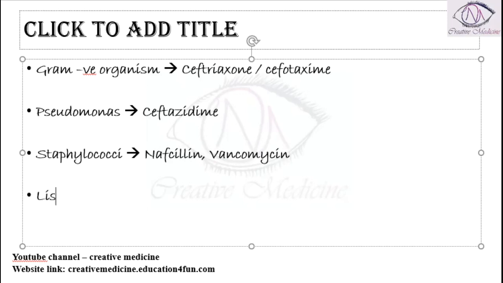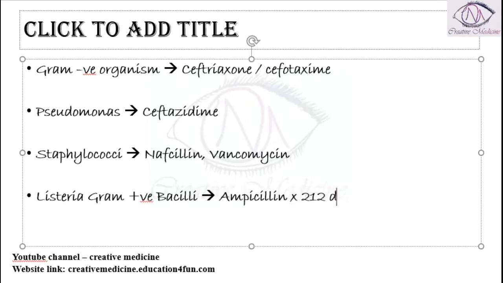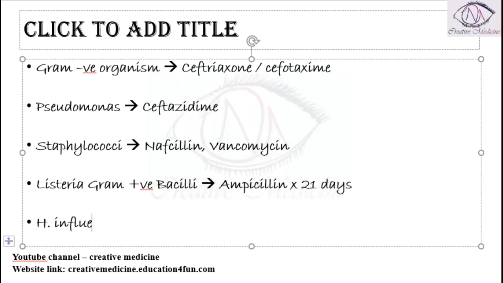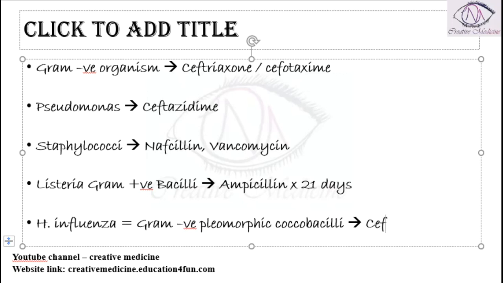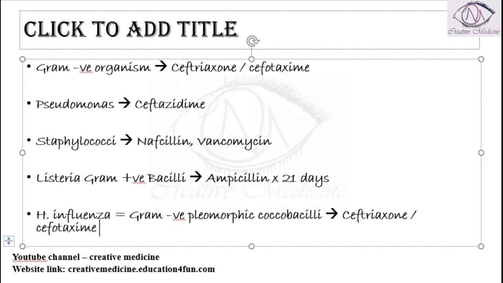Then if Listeria monocytogenes, which is a gram positive bacilli, is responsible for meningitis, in such cases we can give the drug ampicillin for a duration of 21 days. Then if Haemophilus influenzae, which is actually a gram negative pleomorphic coccobacilli, is causing the meningitis, then we can give either ceftriaxone or cefotaxime to the patient.